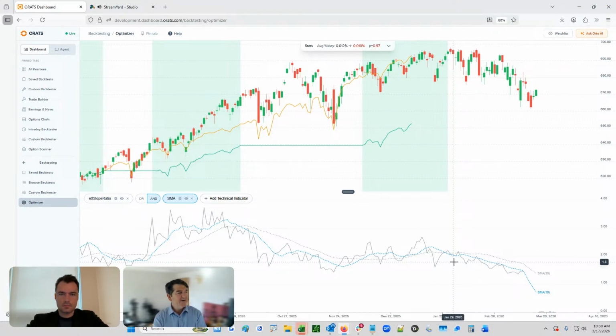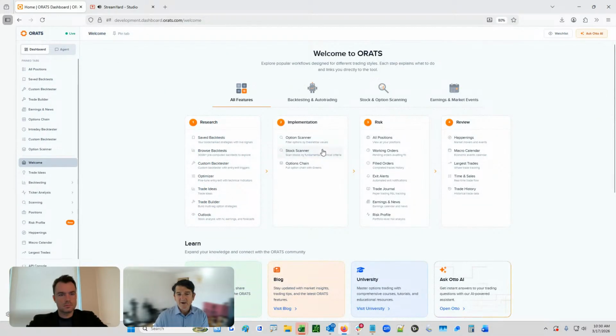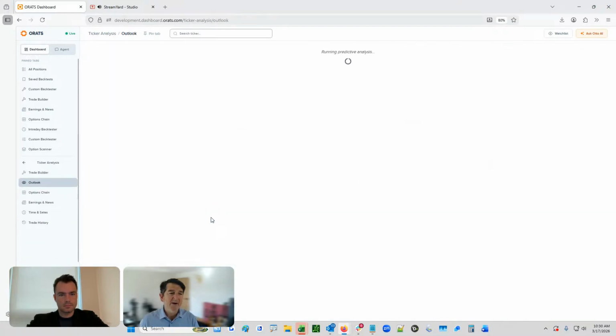Underscore C is the component weighted slopes, and that's what I like to look at. As a matter of fact, why don't we use that opportunity now to go through it. I like to click up here and go to the outlook for SPY. What we're looking at is the put call slope.